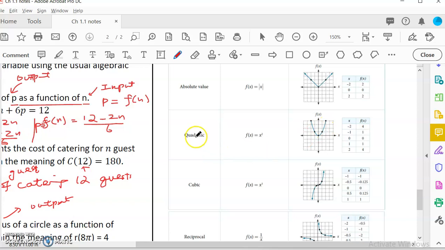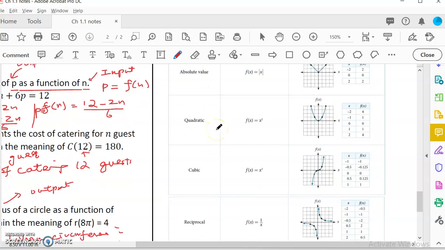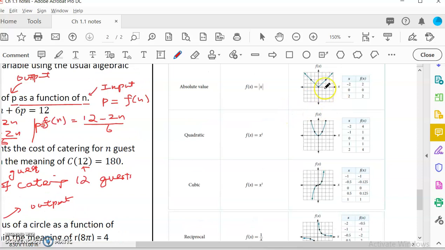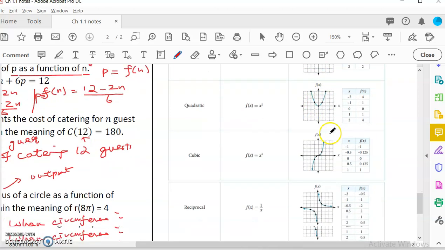The next is the quadratic function. If you studied algebra or intermediate algebra, you should have come across this. This is the basic quadratic function. The formula is y equal to x squared. So basically, it's a parabola, very similar to the absolute value function, except it's not a V shape, but a smooth parabola.